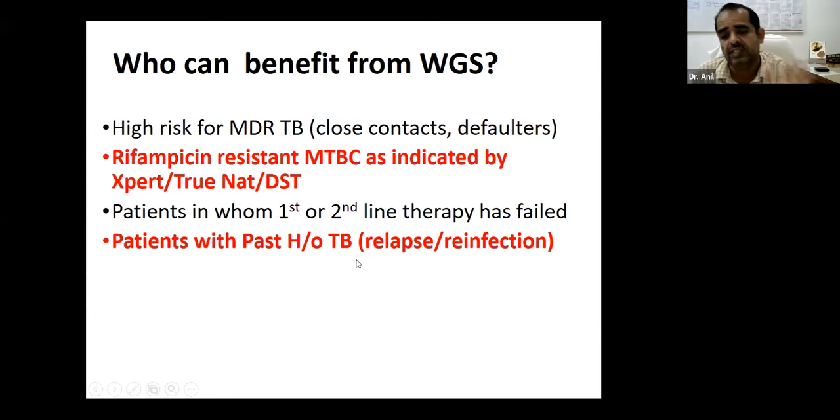Patients with past history of tuberculosis, it is a must. Anybody with past history of tuberculosis, send him for whole genome sequencing. He may be a case of pre-XDR. You will identify it only after he defaults and comes back again or relapses again. So it's better to send for whole genome sequencing.